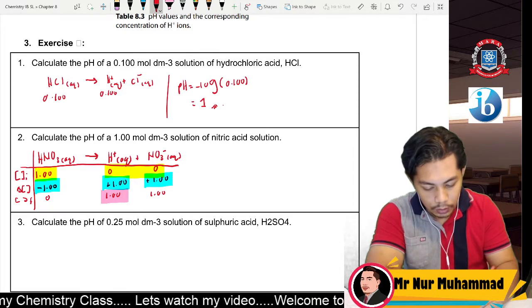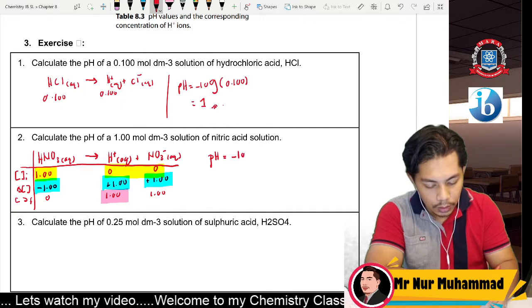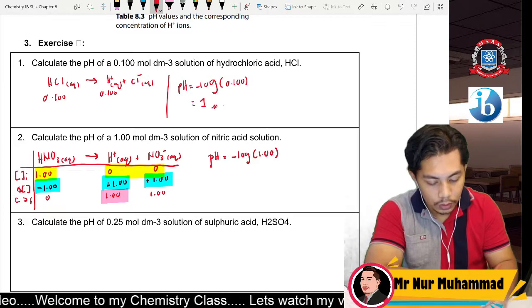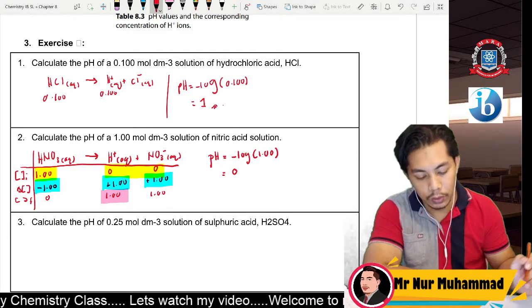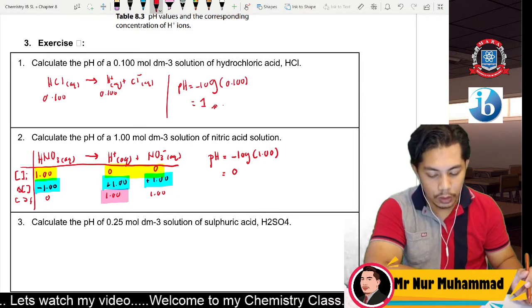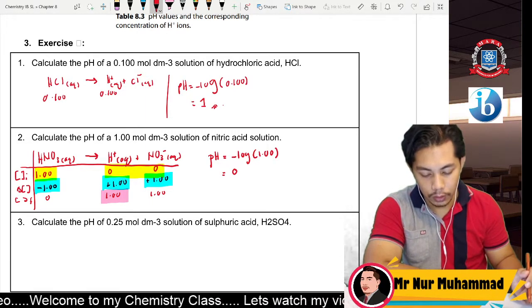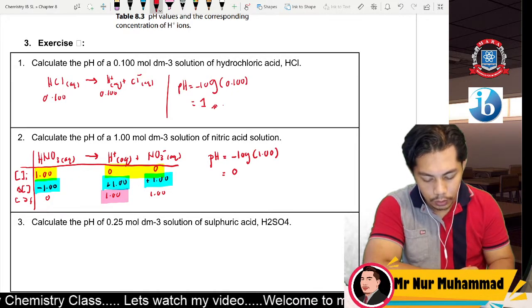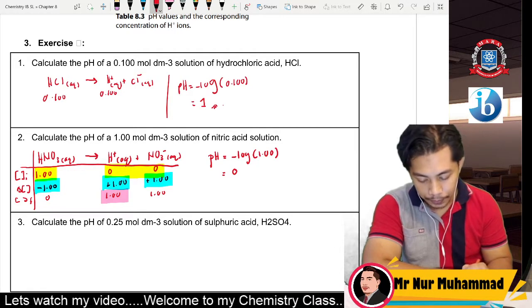Now with the concentration of hydrogen ion, pH equals negative log of 1.00, and the answer is 0. Meaning that this is a strong acid, with a very high concentration of hydrogen ion. Third, calculate the pH for the 0.25 mole per decimeter cube solution of sulfuric acid.